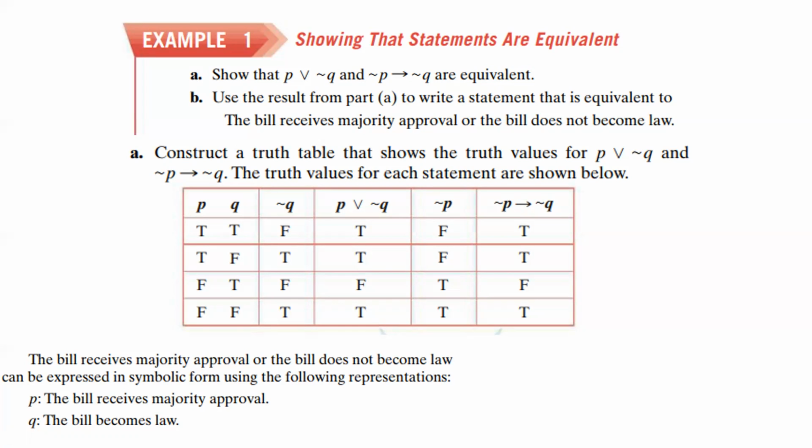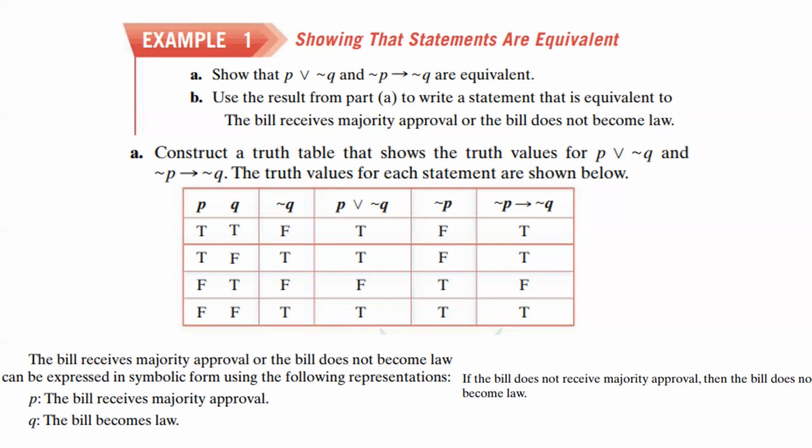The first one is, the bill receives majority approval, or the bill does not become a law. So that's my P or tilde Q, which is equivalent to saying that if the bill does not receive majority approval, then the bill does not become a law. So that's my tilde P implies tilde Q. Those are logically the same thing. So if you were having an argument with someone and someone said the P or tilde Q, the bill receives majority approval or the bill does not become a law, it's the same thing as you saying, oh, if the bill does not receive majority approval, then the bill does not become a law.